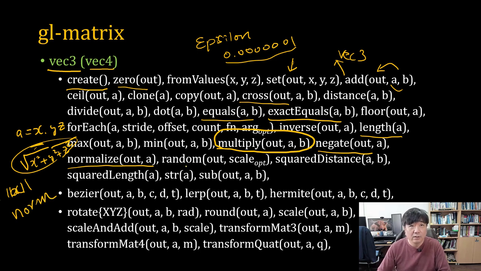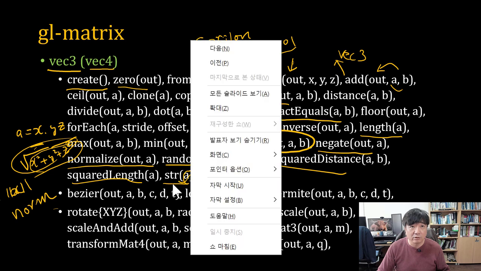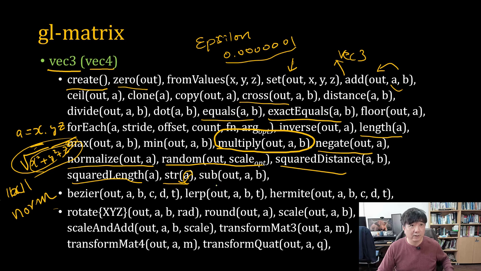And random is randomly choose, and then squaredDistance is the distance but without the square root. So squared distance is quite useful in calculation of something. As you know, the square root is sometimes a time consuming job. So if we don't need to calculate the square root, then we can use this one. Okay, so squaredDistance and squaredLength, and str is changing the vector a into the string data type, and subtract is subtract.